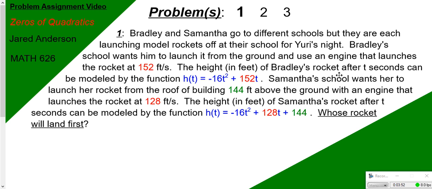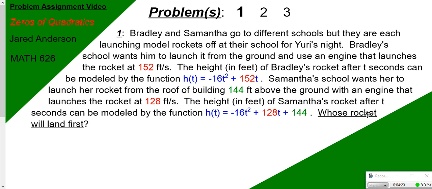Samantha's school wants her to launch her rocket from the roof of a building 144 feet above the ground with an engine that launches the rocket at 128 feet per second. The height in feet of Samantha's rocket after t seconds can be modeled by the function h of t equals negative 16t squared plus 128t plus 144. So the main question at the end of all of this setup is whose rocket will land first?